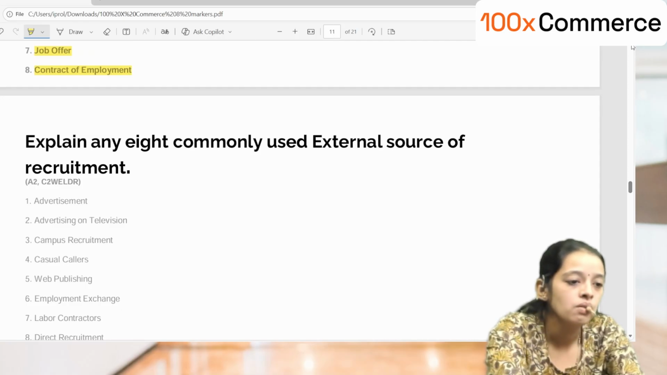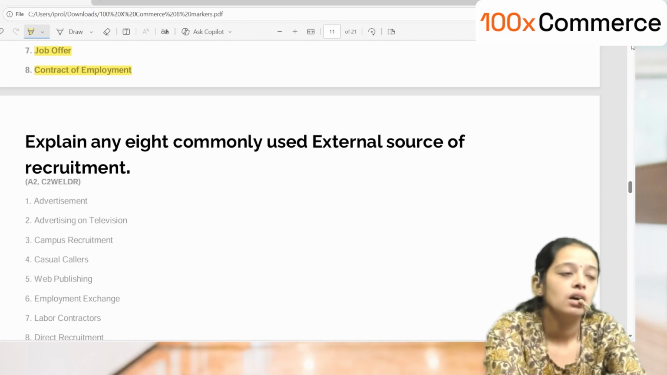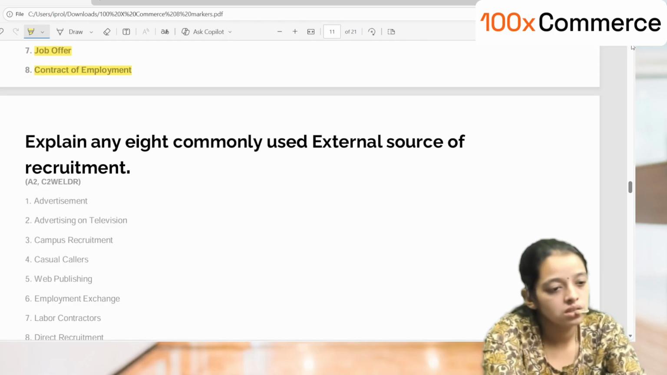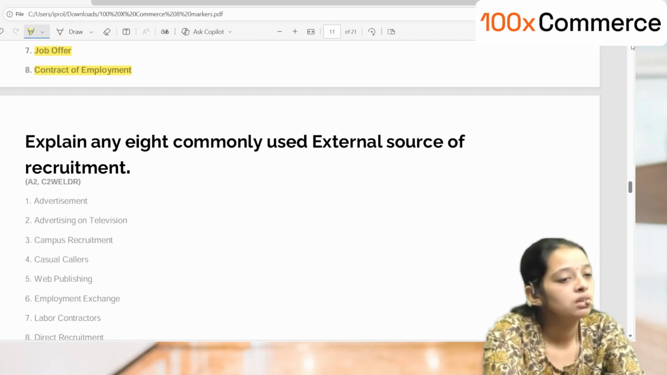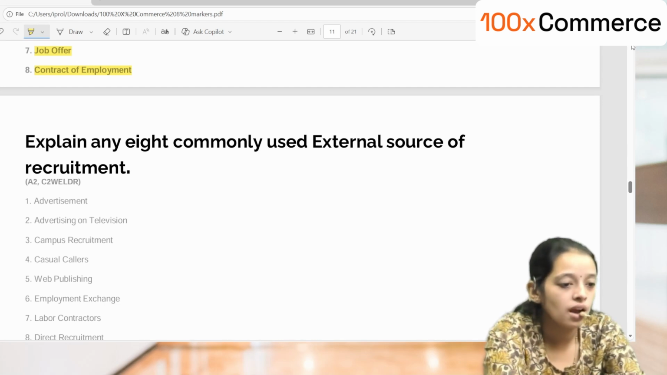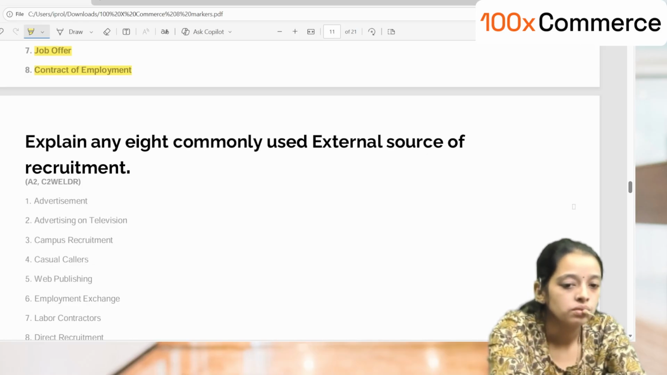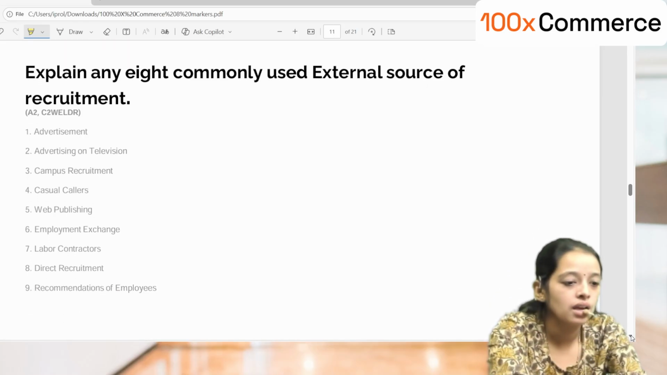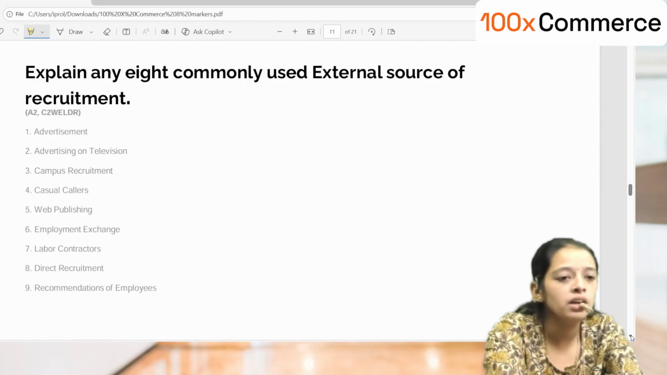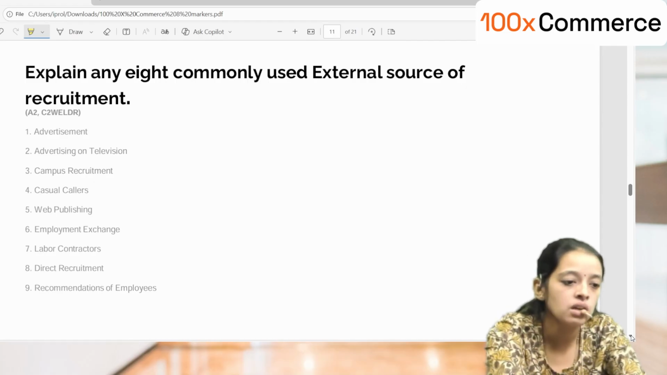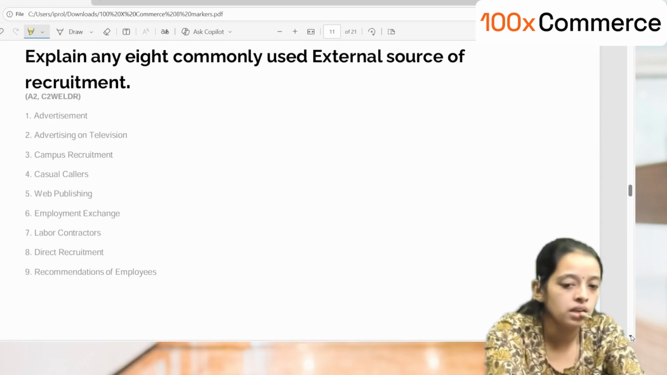So basically here, external sources of recruitment will be advertising in newspapers, books, magazines, etc., or advertising on television, campus interviews, casual callers, web publications, and web applications, employment exchange, labor contract, direct recruitment, and references taken from other employees, that is, recommendation of employees. So we have many types of external sources of recruitment, so you can use any of these 8 points.